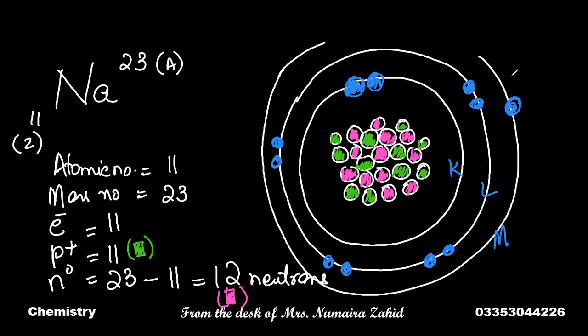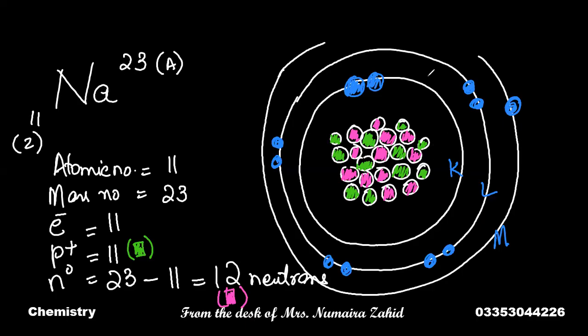What are valence electrons? Valence electrons are the electrons present in the valence shell. The outermost electron in the valence shell gives the valency. So sodium has a valency of +1 because it easily loses this outermost electron.